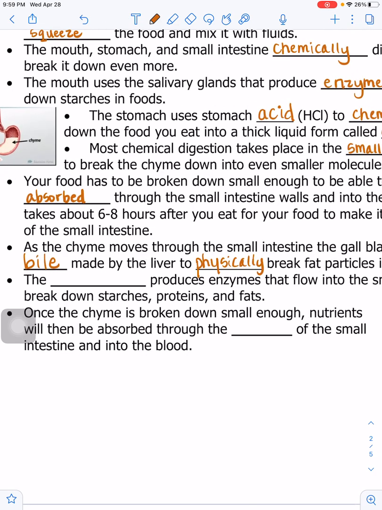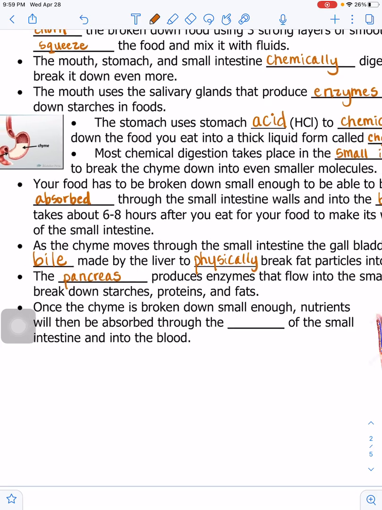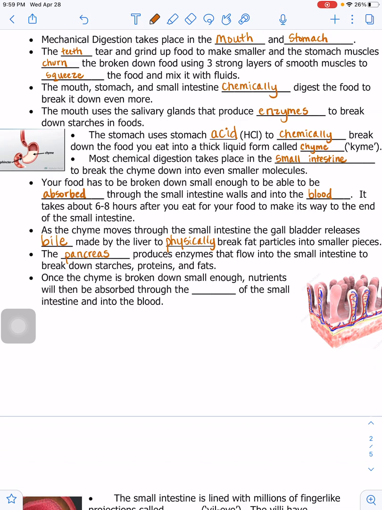The pancreas produces enzymes that flow into the small intestine to break down starches, proteins, and fats. So the pancreas is actually producing a chemical because it has enzymes to help chemically break down starches, proteins, and fats. Once the chyme is broken down small enough, it's going to be teeny, teeny, tiny. Nutrients will then be absorbed through the walls of the small intestine and into the blood.